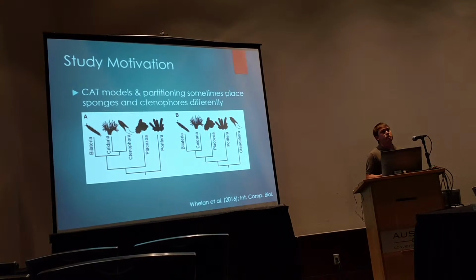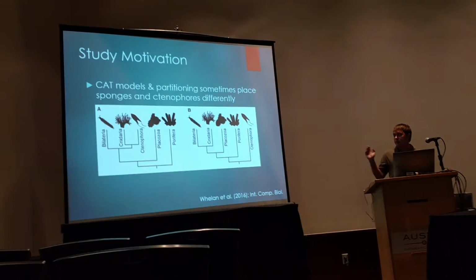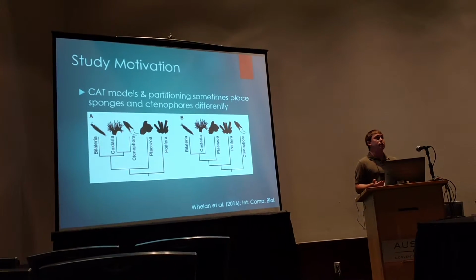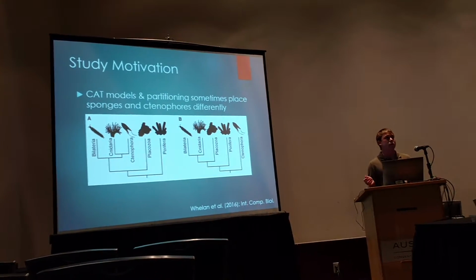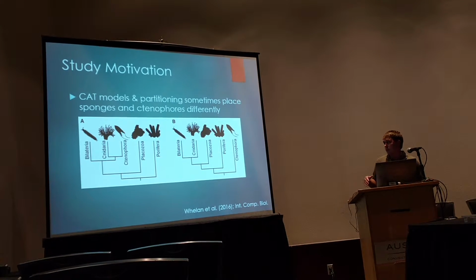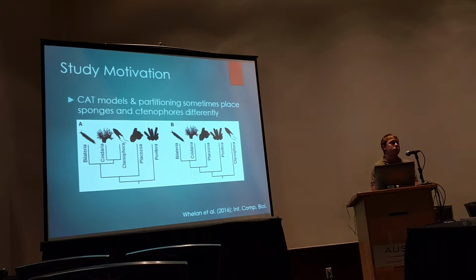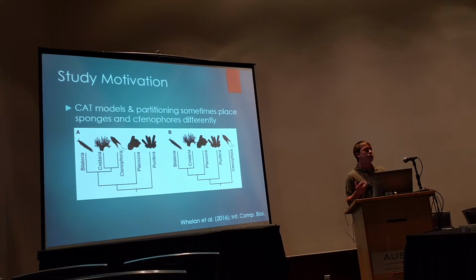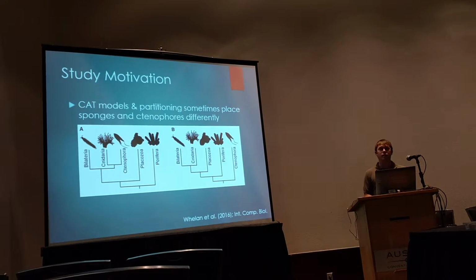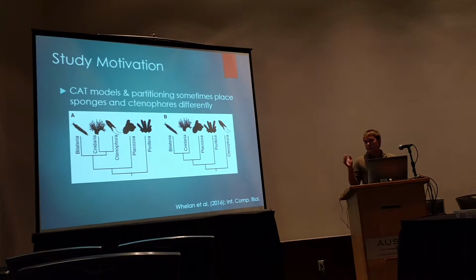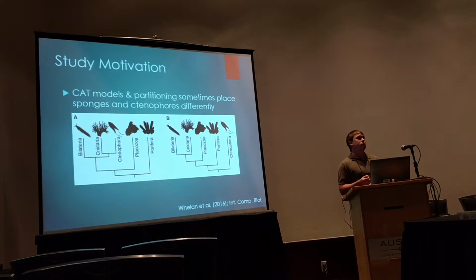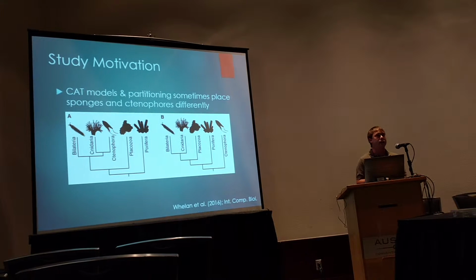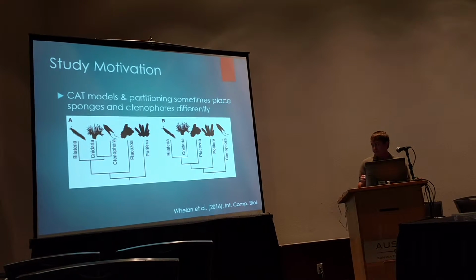And kind of where I got really interested in this is the debate between what's our most distant animal relative, whether it's sponges or ctenophores. Usually, at least up until very recently, CAT models would recover sponges sister to all other animals, whereas partitioning or a single site homogeneous model would recover ctenophores sister to all other animals. And this fact has really been the workhorse for postulating about the accuracy of the CAT models.